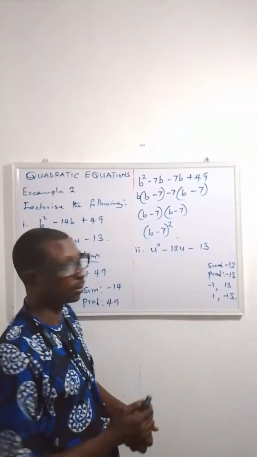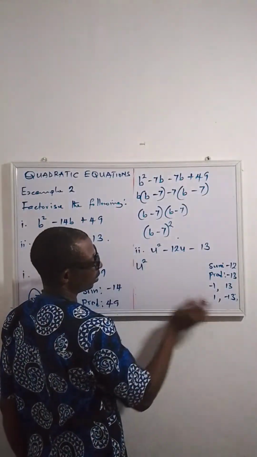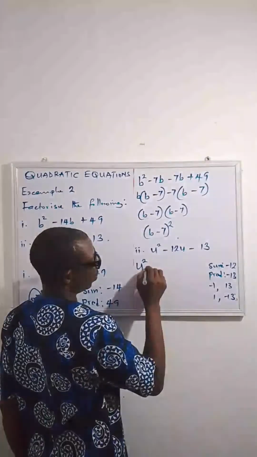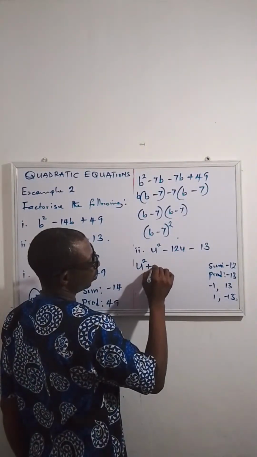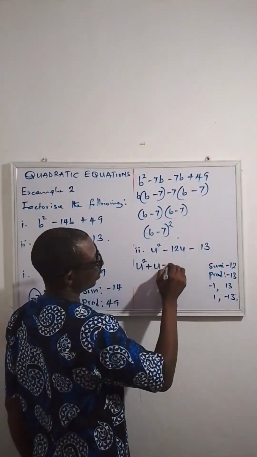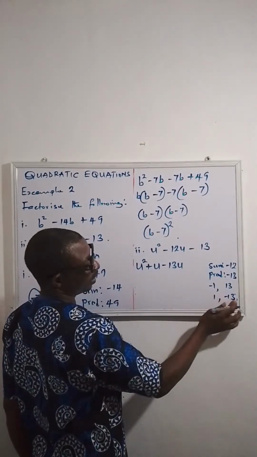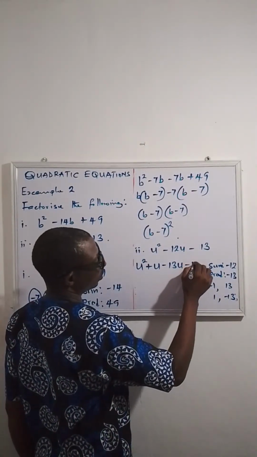Can we do that? Okay, so we have u squared. This one, we have plus 1u, which can still be written as plus u. Okay, minus 13u. Okay, we have minus 13u minus 13.